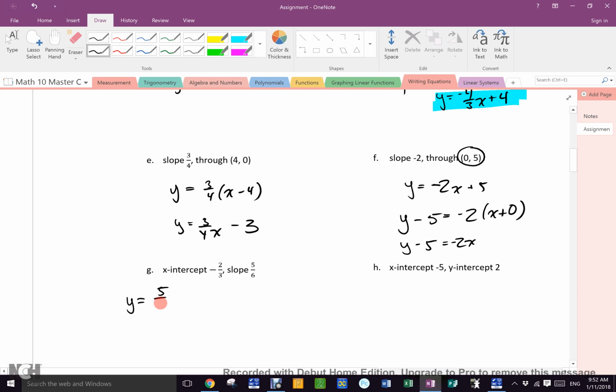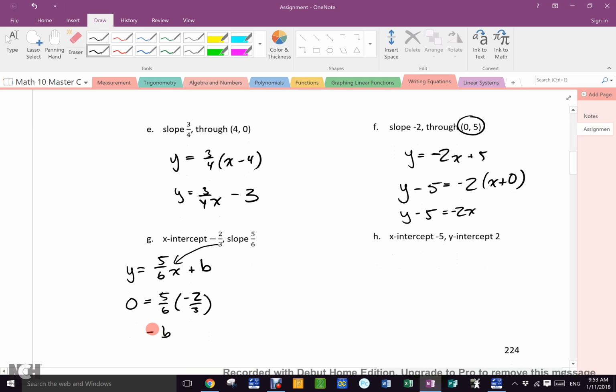That is y = 5/6 x + b, correct? Everyone agree? All right. So now, you know one of the points is negative 2/3, yes? Where does that go? In for x, yeah? And what goes in for y then? So 0 equals 5/6 times negative 2/3, correct? Which is negative 10/18, yes?